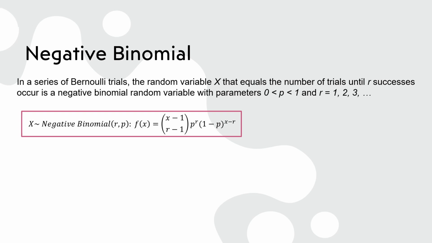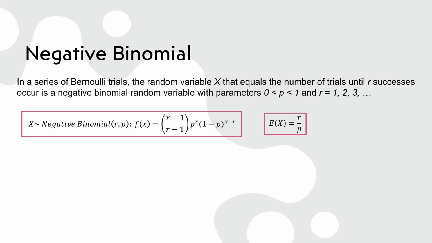Probability of success to the power of R represents the probability of getting R successes. Since each success has a probability of P, you multiply P by itself R times. Similarly, probability of failure to the power of X minus R represents the probability of getting X minus R failures. Since each failure has a probability of 1 minus P, you multiply 1 minus P by itself X minus R times. For each success, on average, you need 1/P trials.